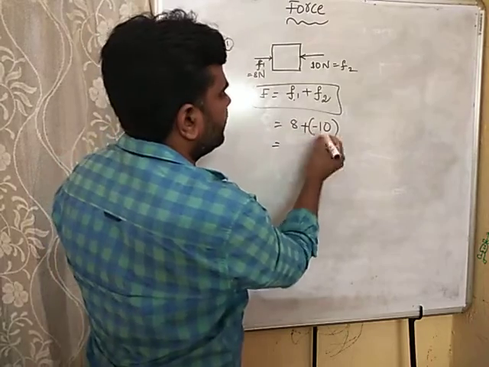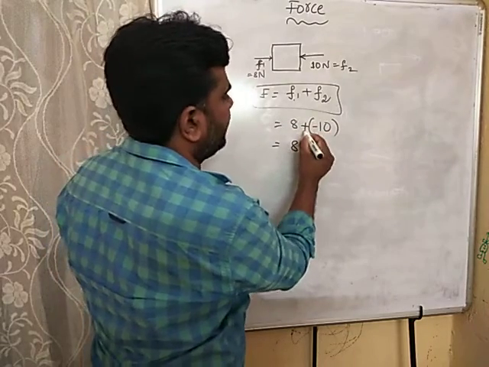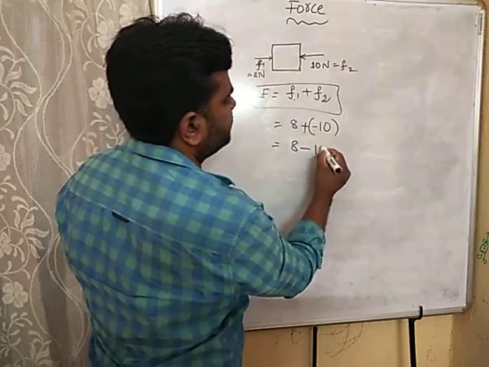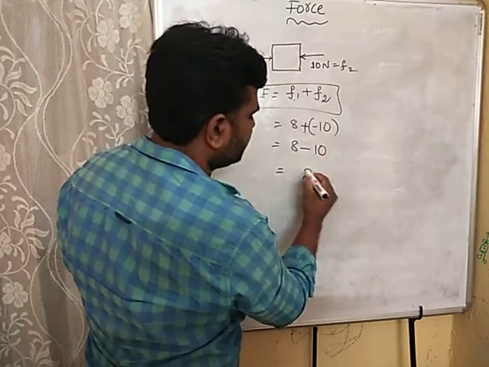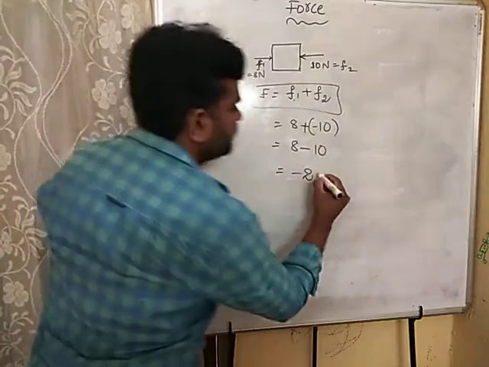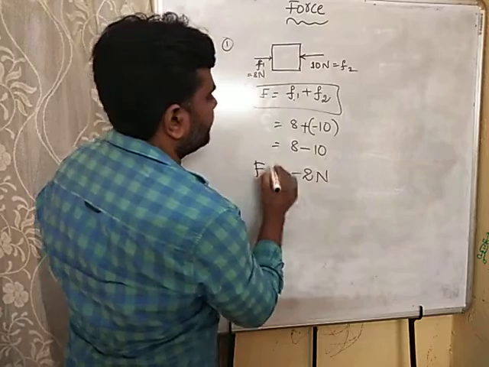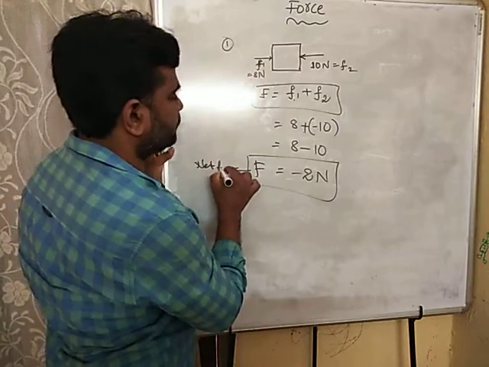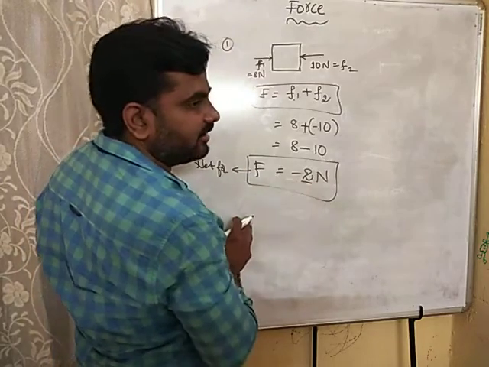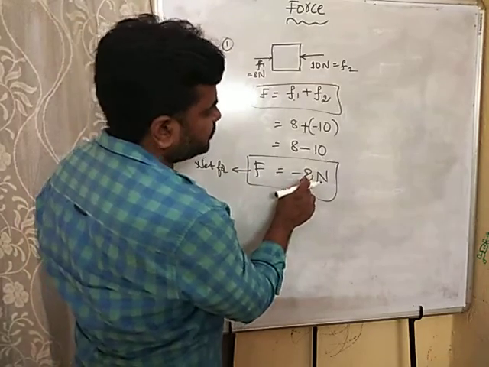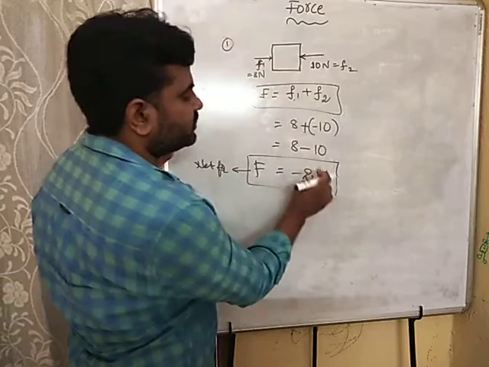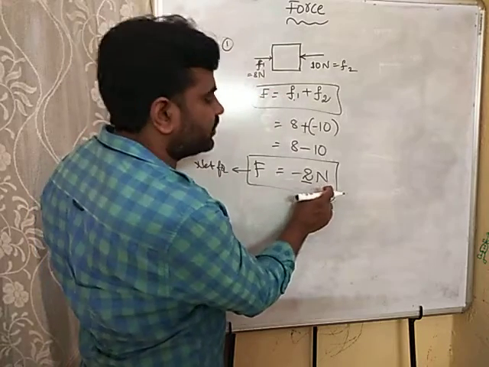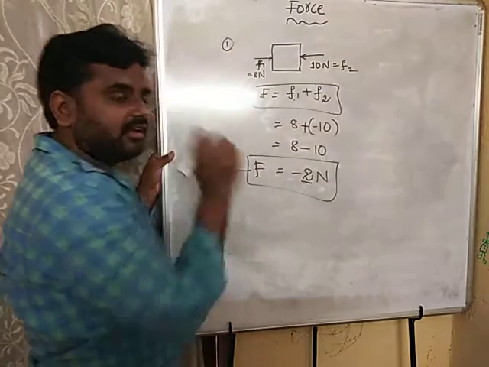Now again remove the brackets. So 8 plus into minus, minus 10. So what is the value? 2 with a negative sign, and the unit is N, with capital F. So capital F is the net force, whereas 2 is the numerical value showing the magnitude of the net force, and N stands for Newton. Newton is nothing but the unit of the net force.